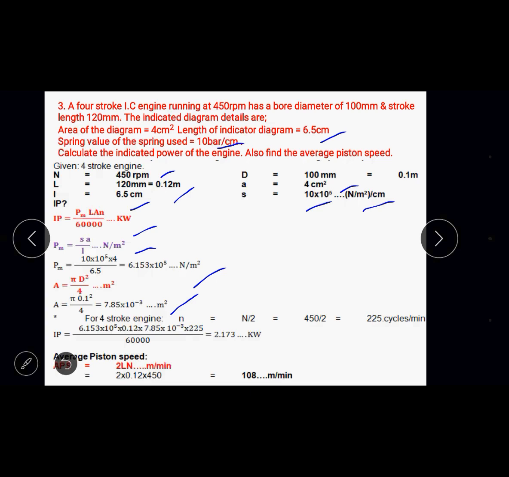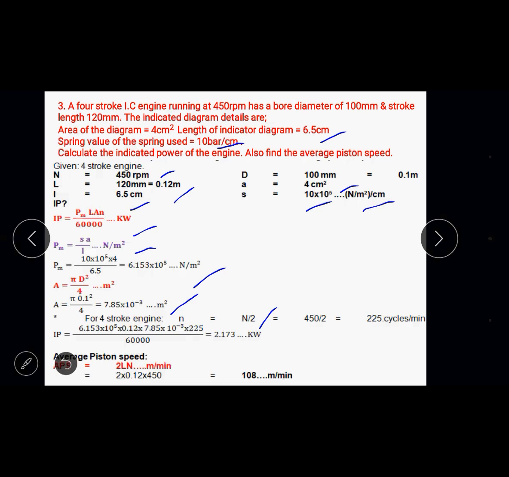So then small n is, as I told you, it's a 4-stroke engine. So small n is half of capital N. Capital N is given 450 rpm. So just divide 450 by 2. So you will get 225 cycles per minute.